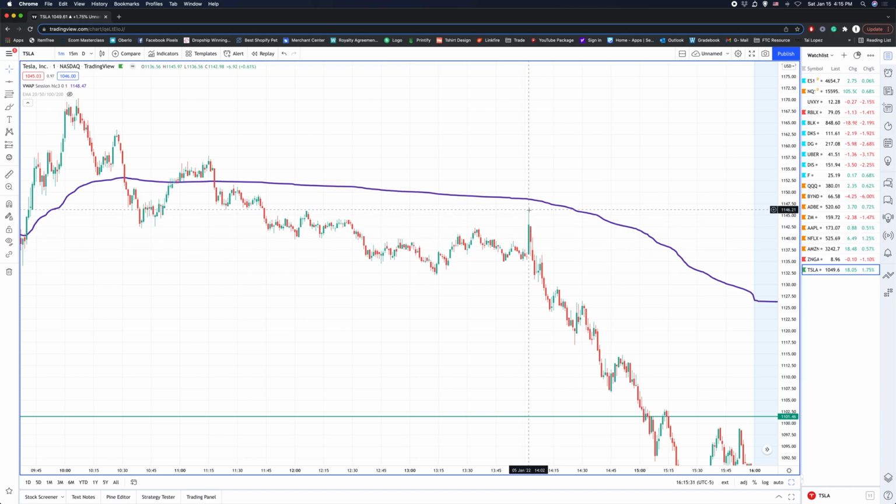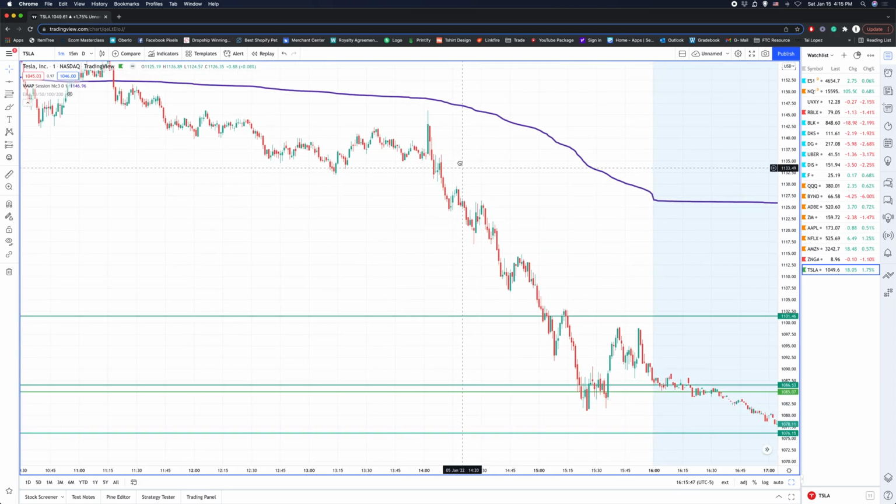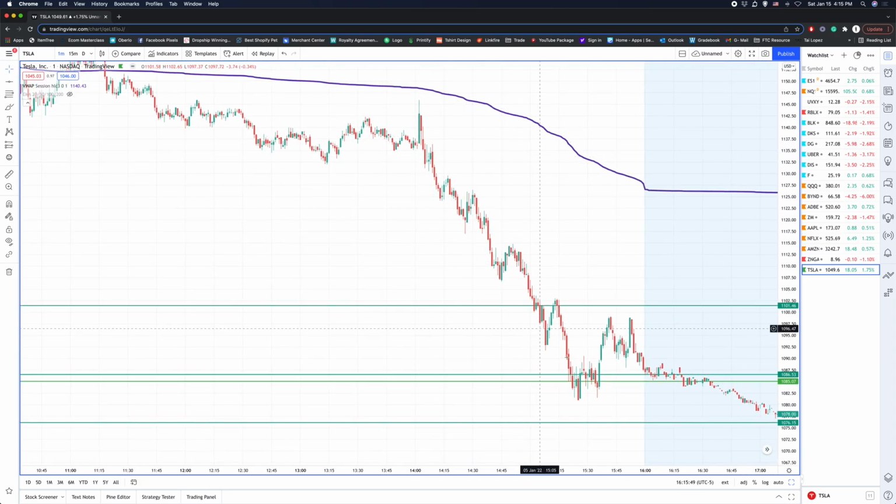It gave us a nice little candle here. But I still wouldn't have traded here because it didn't test and reject the VWAP. Probably wouldn't have gotten in here. But this is a really nice drop though. Oh look at this. Jeez. Let's keep on looking.